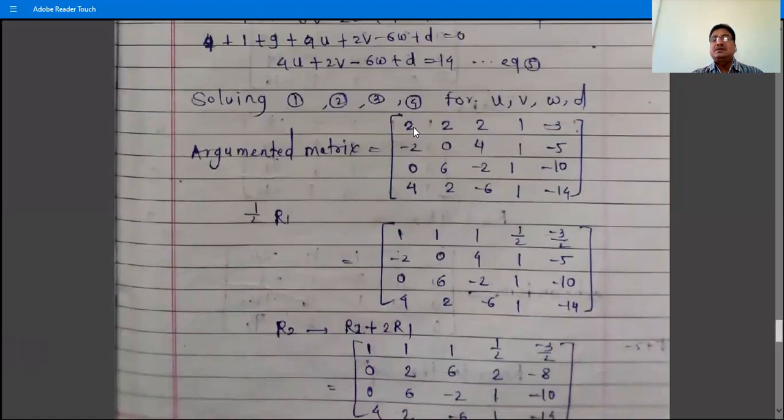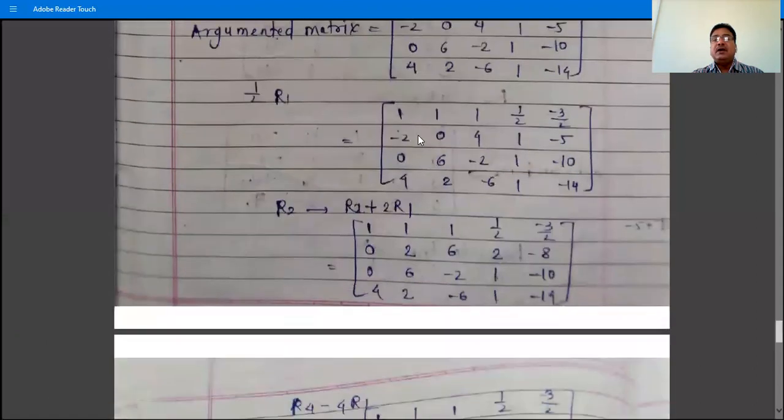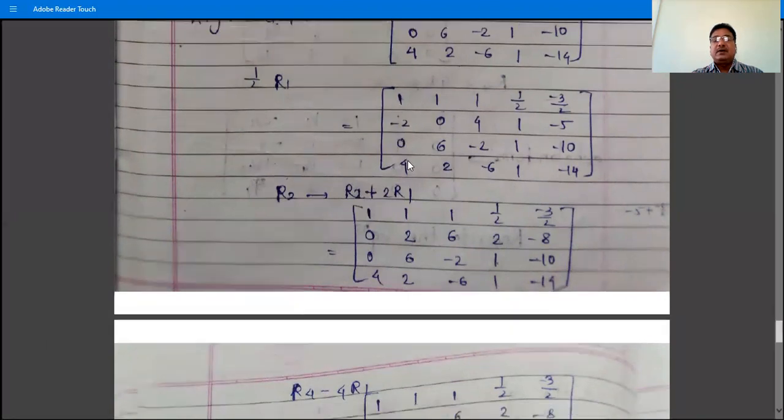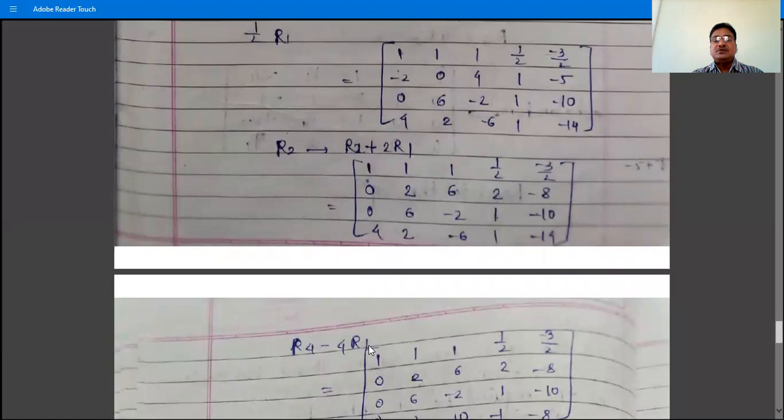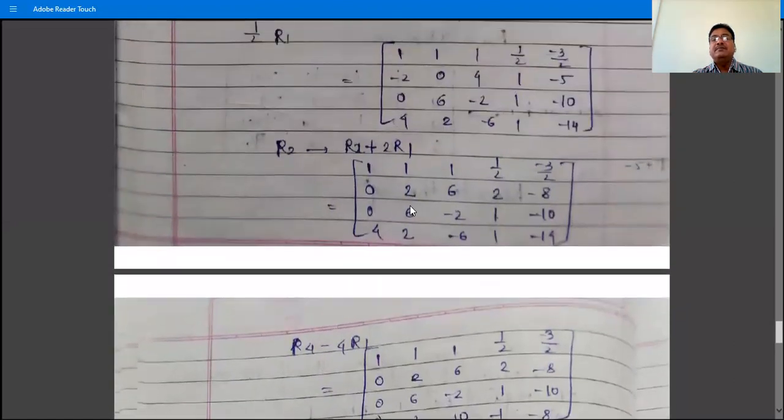So first, divide the first row by 2, that is 1/2 R1, to make this element 1. After dividing by 2, we have this. Then we have to convert these elements. Already this one is 0, so we have to convert this -2 and 4 to 0. So the operations are R2 plus 2 R1 and R4 minus 4 R1. Perform these two operations at a time or separately.